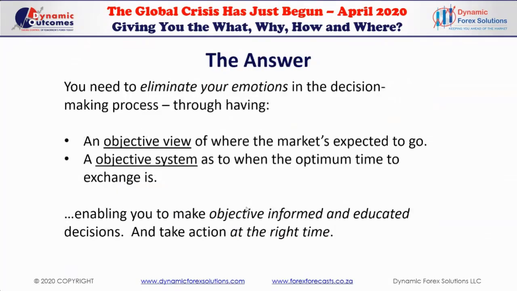So what's the solution to this? What we need to do is eliminate our emotions in the decision-making process through having an objective view of where the market's expected to go and an objective system as to when the optimum time is to enter or exit that market. And what this does is enable us to make an objective, informed, and educated decision, and then take action at the right time.